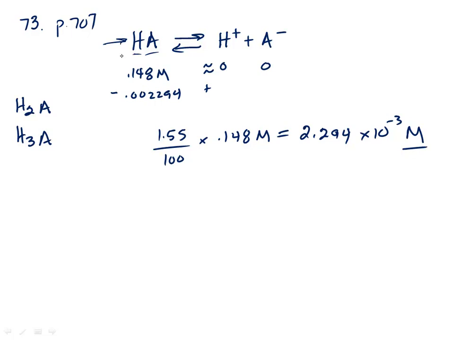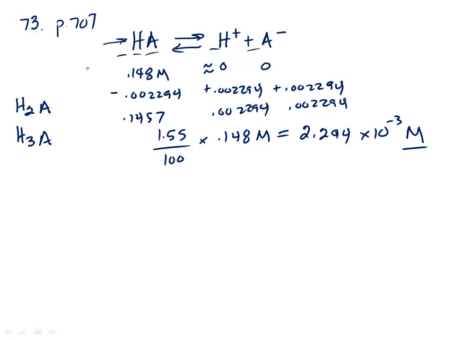That's right. Since the stoichiometry is all 1 to 1 to 1, we're going to gain 0.002294 of this. How much of the conjugate base are we gaining? Same amount. All right, so at equilibrium, this is 0.002294, and this is 0.002294 for the conjugate base. And we're going to subtract this number from 0.148, and we get 0.1457. We'll carry an extra significant figure for right now.